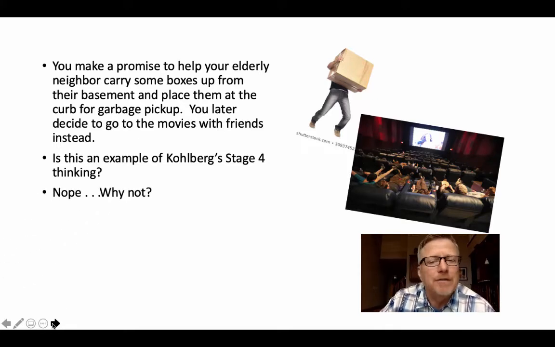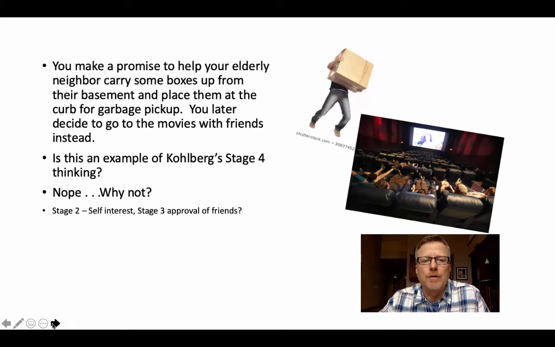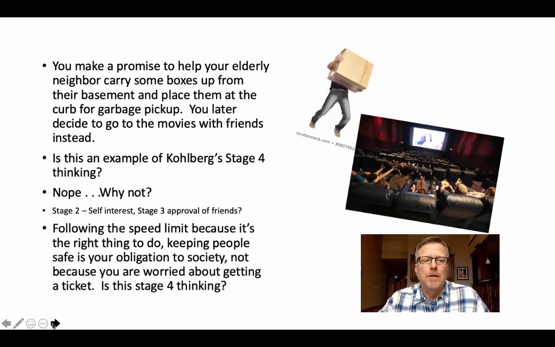welcome back. No, this is not a stage 4 example. Why not? You should notice that your motives to go out with your friends more resemble stage 2, self-interest. You want to have fun. Or possibly stage 3, you want to have approval from your friends. We don't know which one is correct for you. We'd have to know what your purpose and motive was, because motive matters.